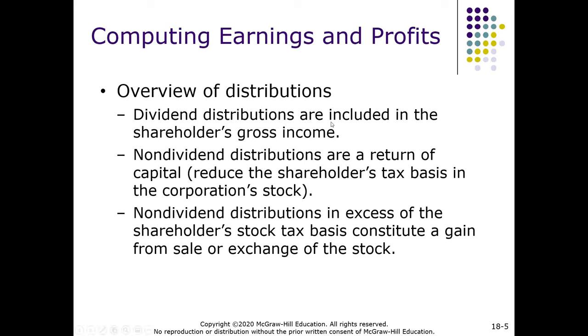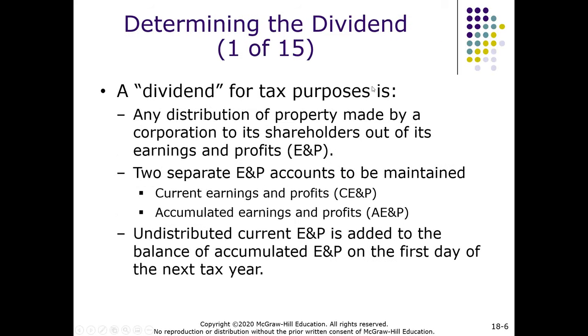So dividend distributions are included in the shareholders' gross income. Non-dividend distributions are return of capital, and we've already talked about all this. But that's why it's important to have a correct earnings and profits calculated, because you've got to figure out how much of this is going to be determined as a distribution that's going to be a dividend and how much of it is going to be a non-dividend return of capital. Okay. A dividend for tax purposes is a distribution of property made by a corporation to its shareholders out of earnings and profits. There are two separate accounts that must be maintained. You have current earnings and profits and accumulated earnings and profits.